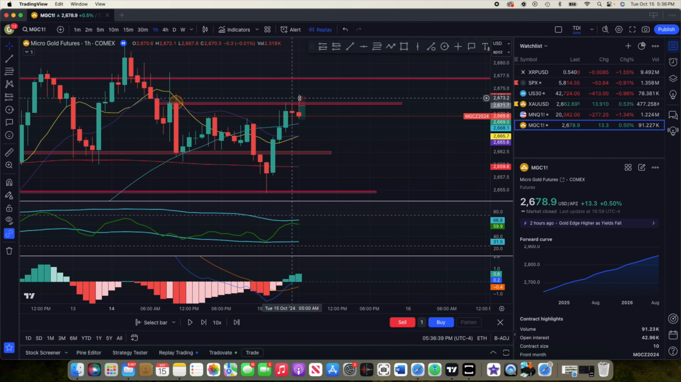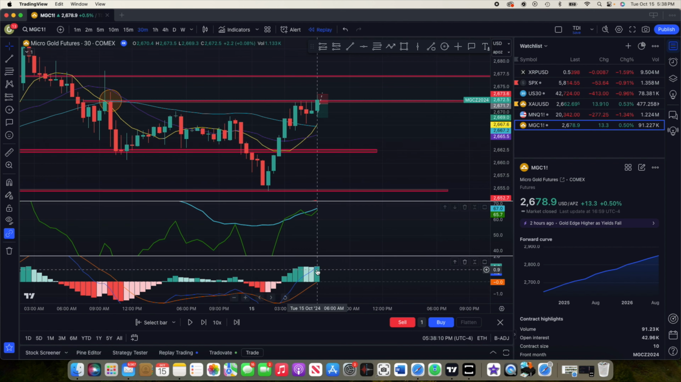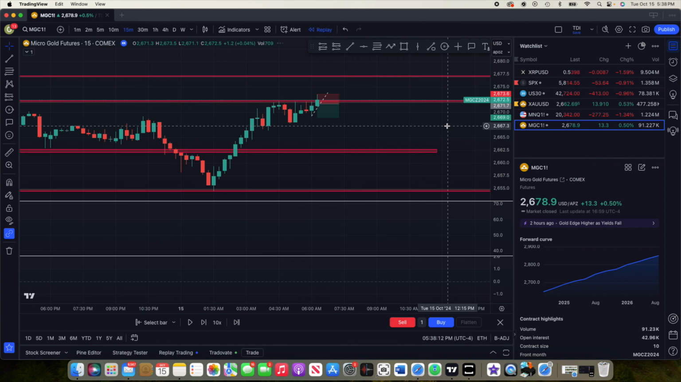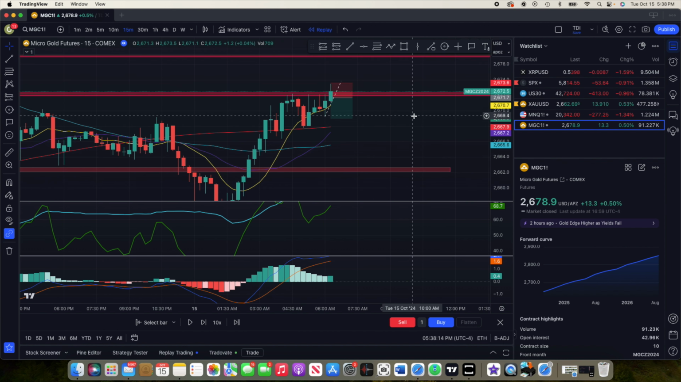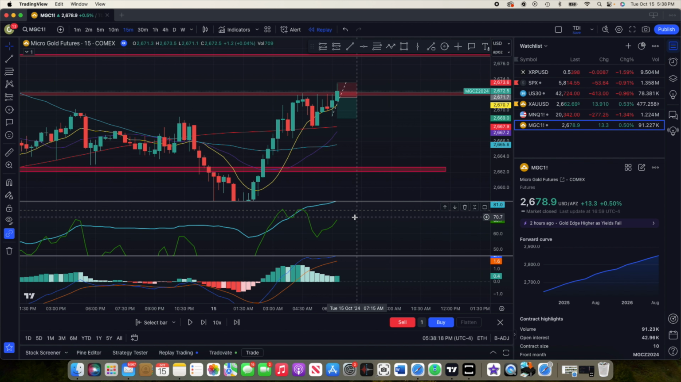We do have a key level here, and then I entered somewhere around here on the lower time frame. I believe it was 5 minutes when I entered, but we still are in this key level, so let's focus on that. We'll drop down to the 15 minutes, and that's where I saw my entry around there. 15 minutes, 10 minutes, 5 minutes. 5 minutes is where I entered, actually.